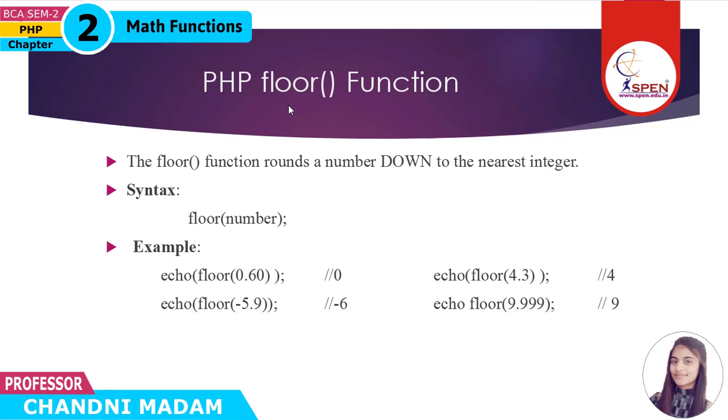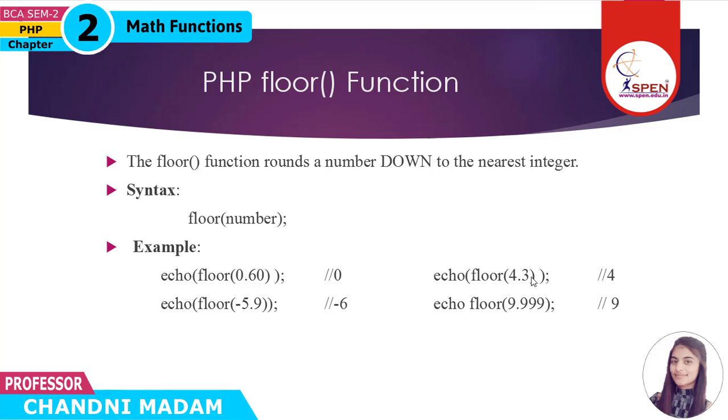Our next function is the floor function. This function returns the next lowest integer value by rounding the value down. Here the syntax is: the floor function requires one parameter, a number. Here is an example: we pass 0.60 to the floor function, so it will give the down value, which is 0.